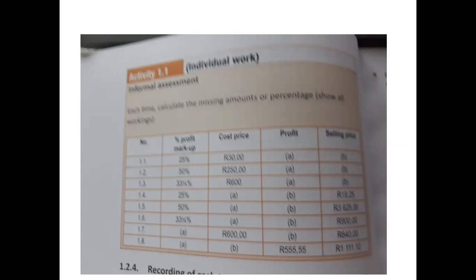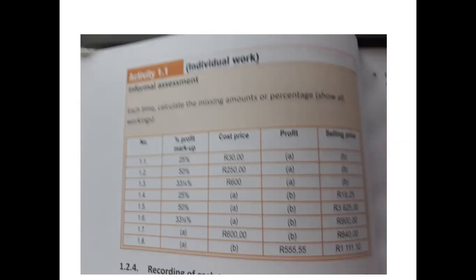Right, let's do another one. Let's do one similar to 1.7. So you are going to calculate the profit amount and the profit percentage. Okay, let's make the selling price 1,000 Rand, and we stick to the cost price of 600 Rand.